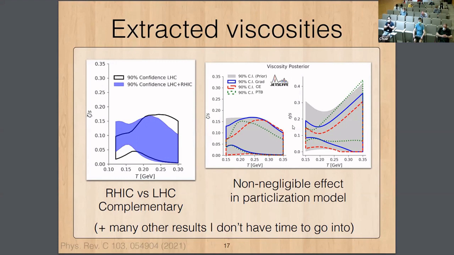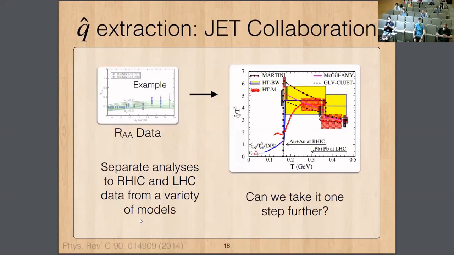Another thing is that there is also some freedom in choosing the particlization model. For example, on the right, this is the viscosity for different underlying model assumptions, and they are very different. So we can see that that piece is very important to our understanding and description of the system. There are also many other results that I don't have time to go into. But instead, I will focus a little bit more on what we call the hard Bayesian analysis, where we try to extract q-hat.